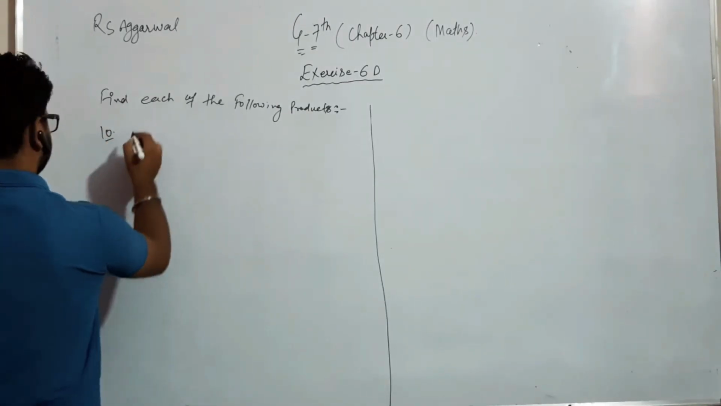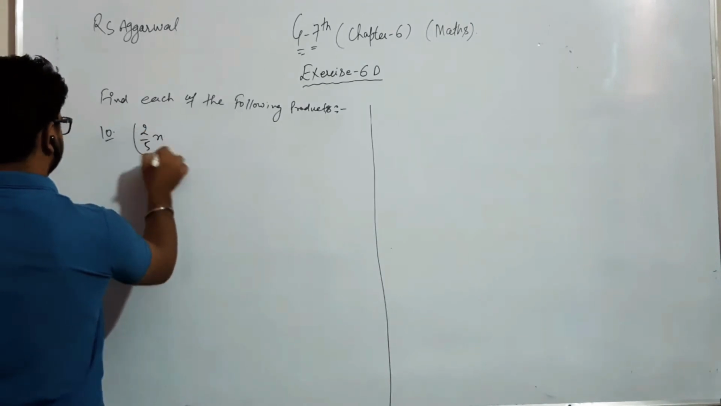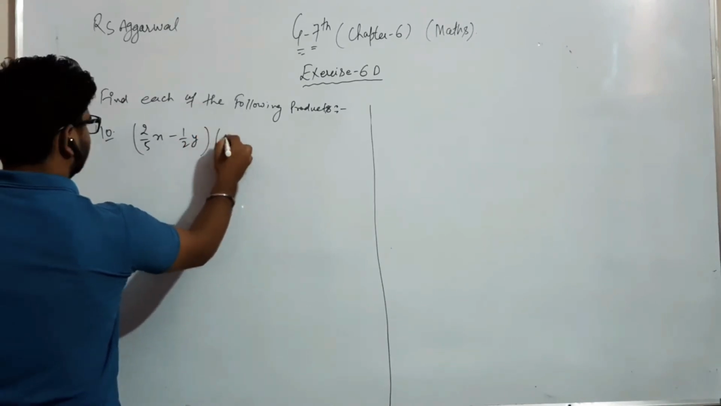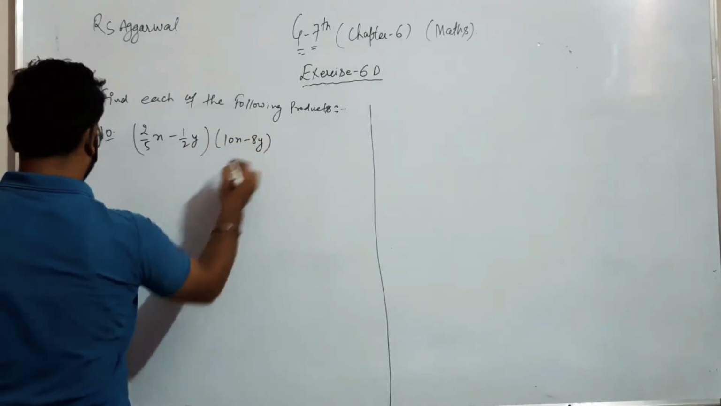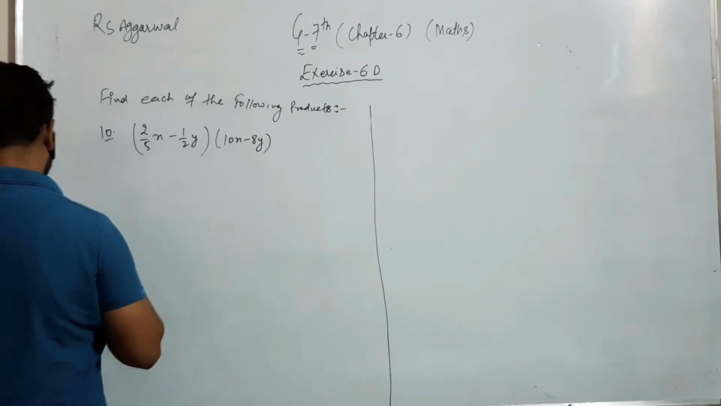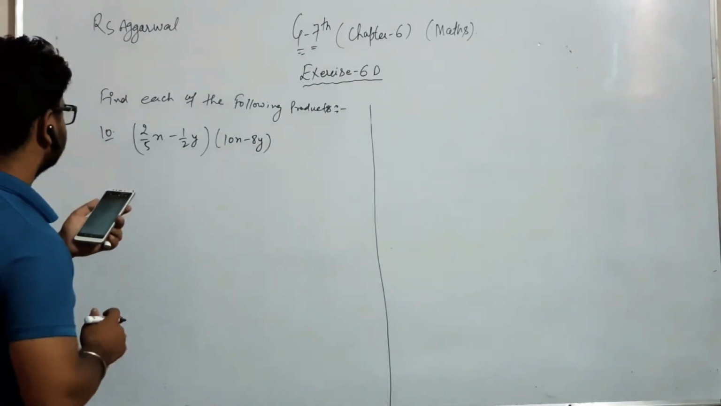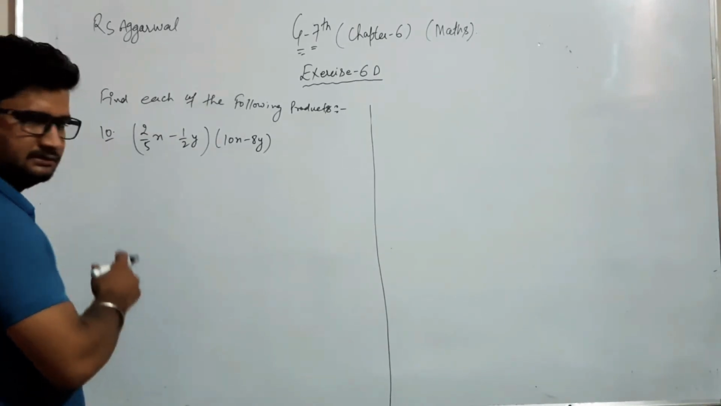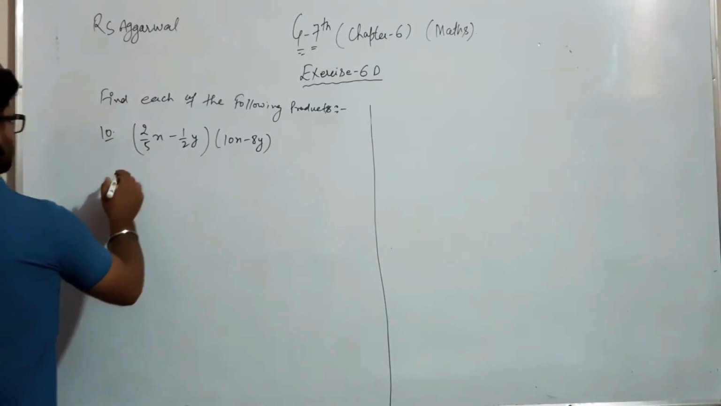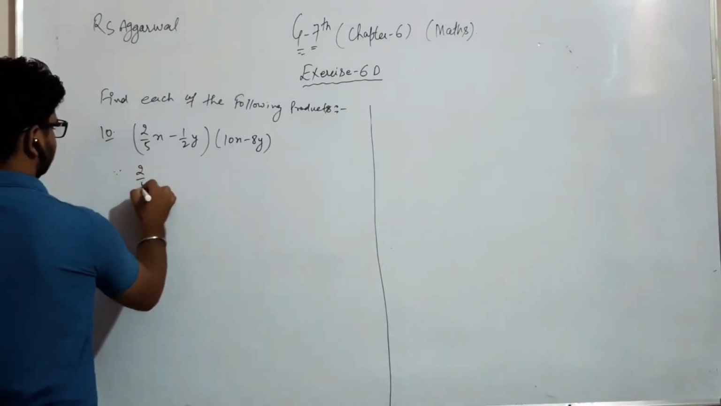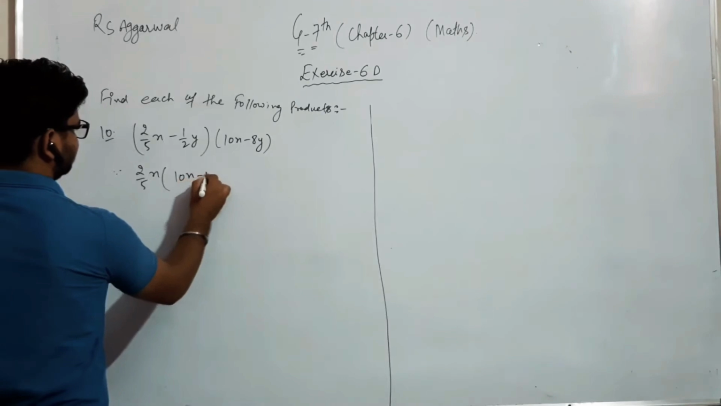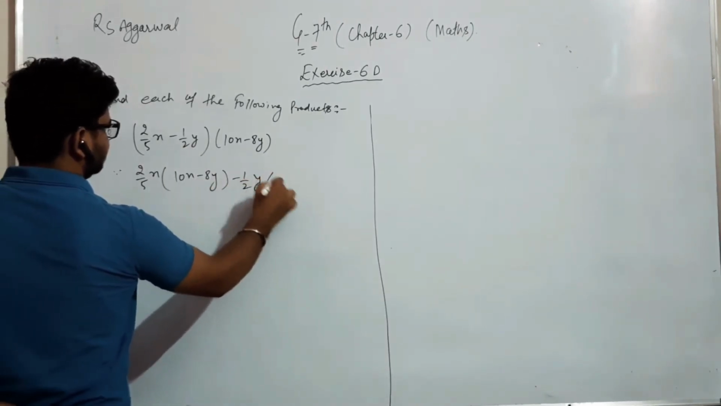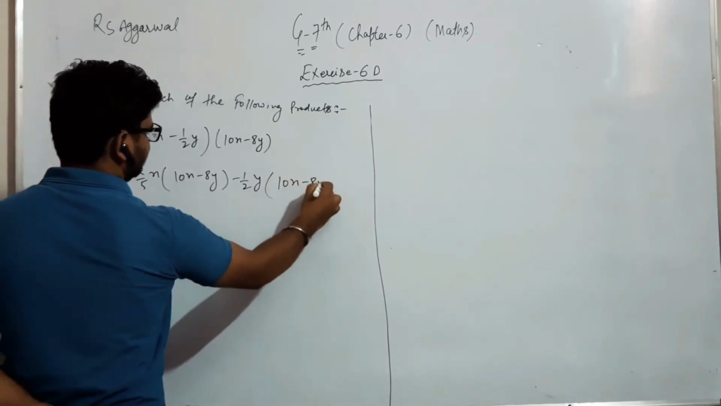The 10th question will be 2 by 5x minus 1 by 2y, then 10x minus 8y. Okay, so this is the question: 2 by 5x minus 1 by 2y, times 10x minus 8y. So let me start the 10th question. Here we have 2 by 5x, whole multiplied with 10x minus 8y. Okay, then minus 1 by 2y, whole multiplied with 10x minus 8y.